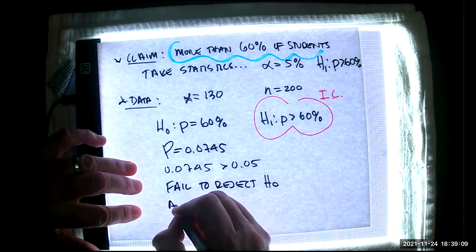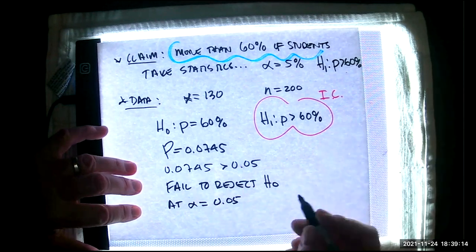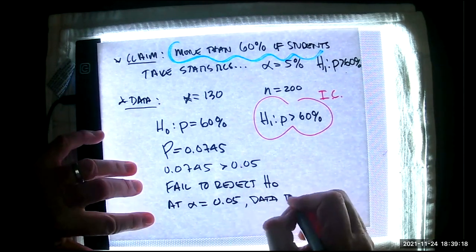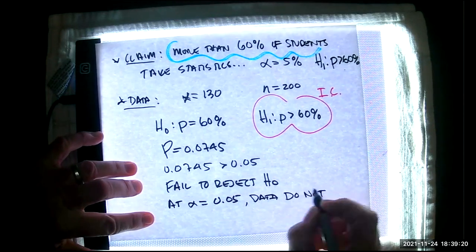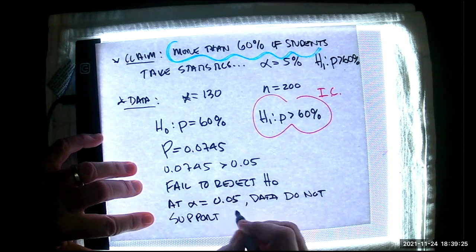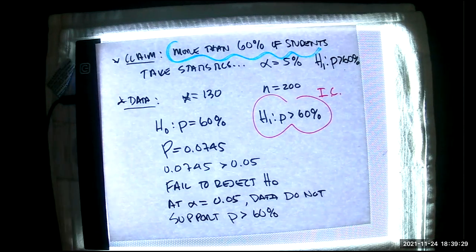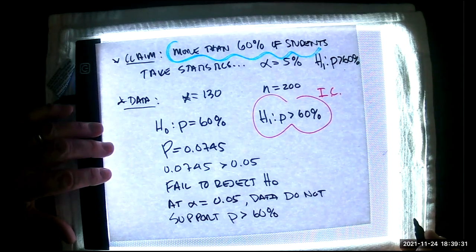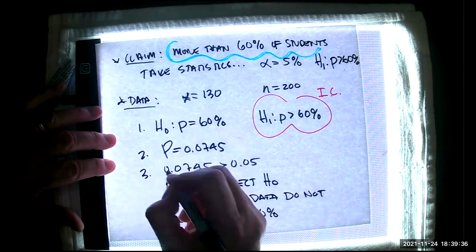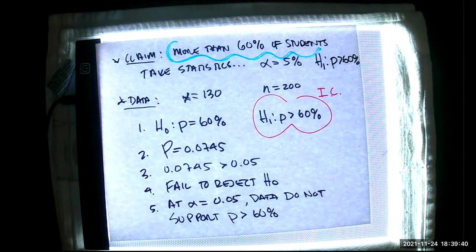So at alpha equals 0.05 or 5%, data do not support p being greater than 60%, the population proportion being greater than 60%. And you will note we have those 5 steps.